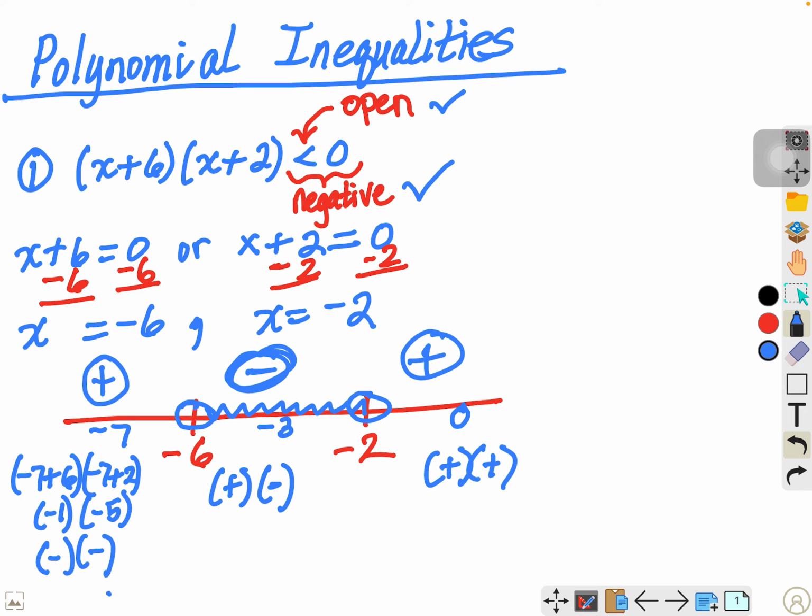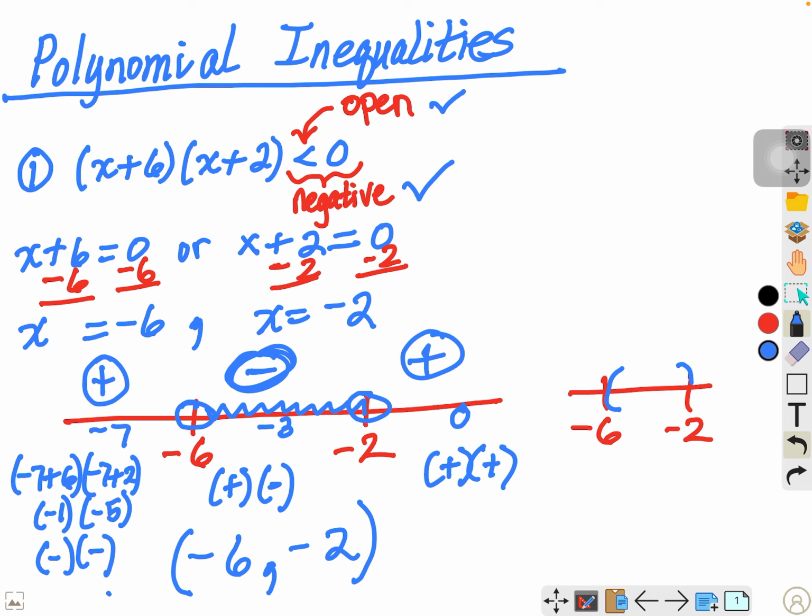And now interval notation would be an open interval, -6, comma, -2, and an open endpoint as well. So an alternative way of graphing this, we have open endpoints, and we can graph this way, okay? So that's problem number 1. Let's move on to problem number 2.